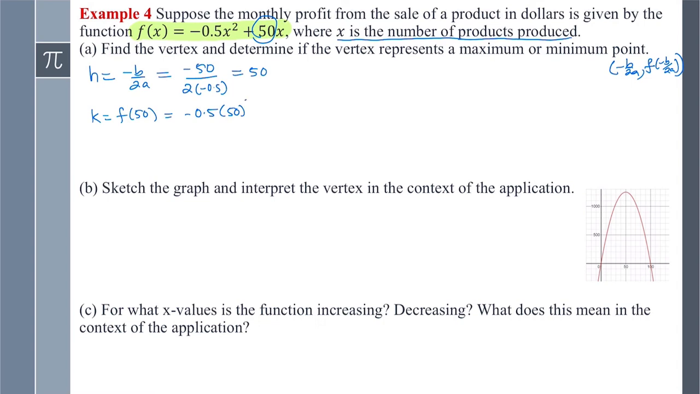And then the k coordinate is given by f of 50, which is negative 0.5 times 50 squared plus 50 times 50. When we simplify this, we get 1250. That means the vertex for this function is (50, 1250). Now, since the leading coefficient is negative, the graph is opening down. That means we have a maximum. So the vertex represents the maximum value.